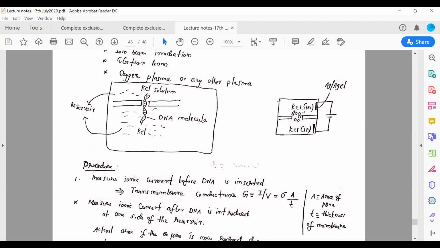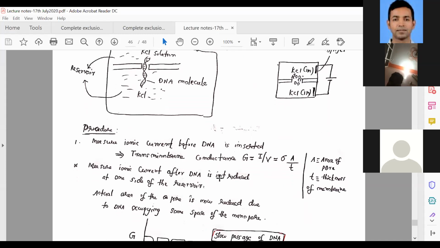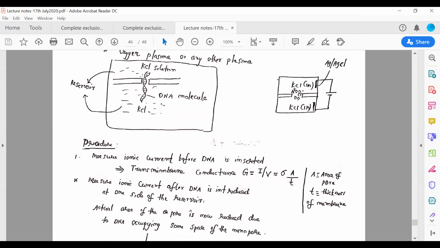So now we already have the measure of the conductance without any DNA molecule. Now what happens after the DNA molecule? Once the DNA molecule is in between the nanopore, the actual area available is now reduced. So your conductance or current is going to be smaller. Now you can measure the conductance as a function of time. As soon as the DNA enters inside the nanopore, you will see a drop in current, because now the actual area available is smaller.